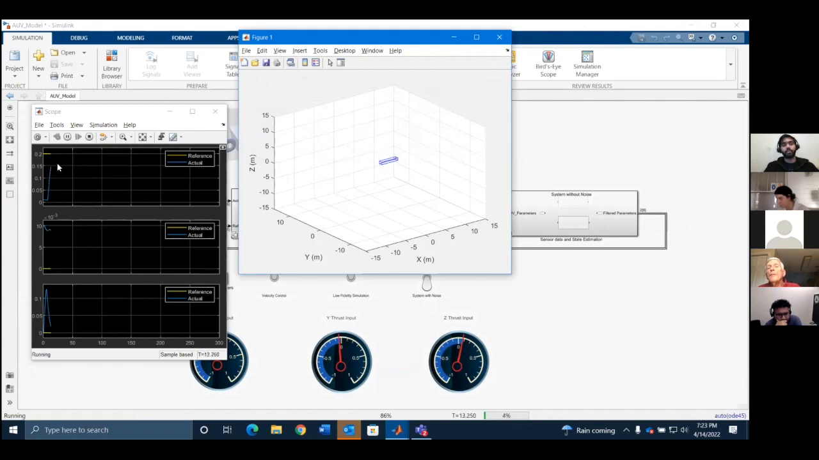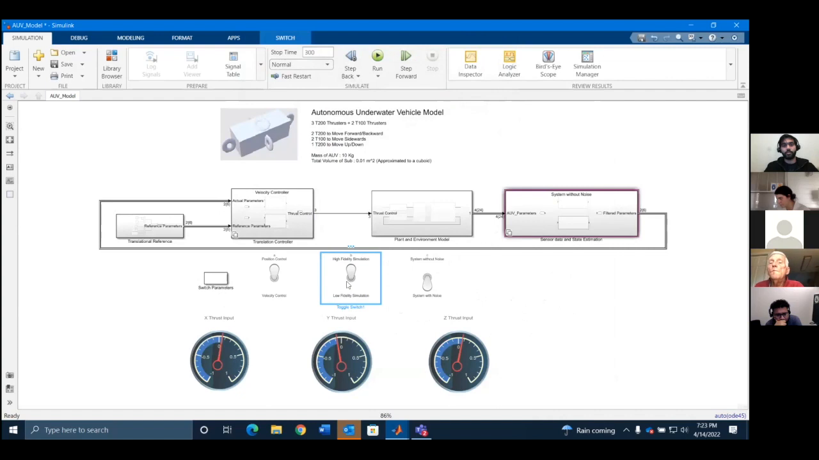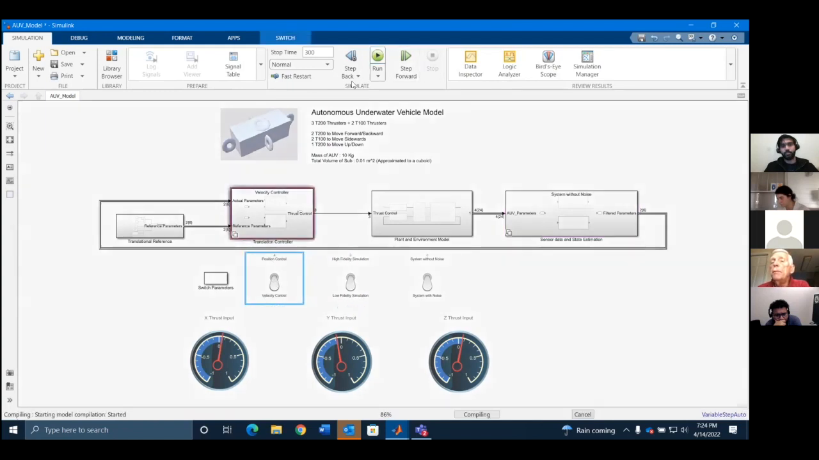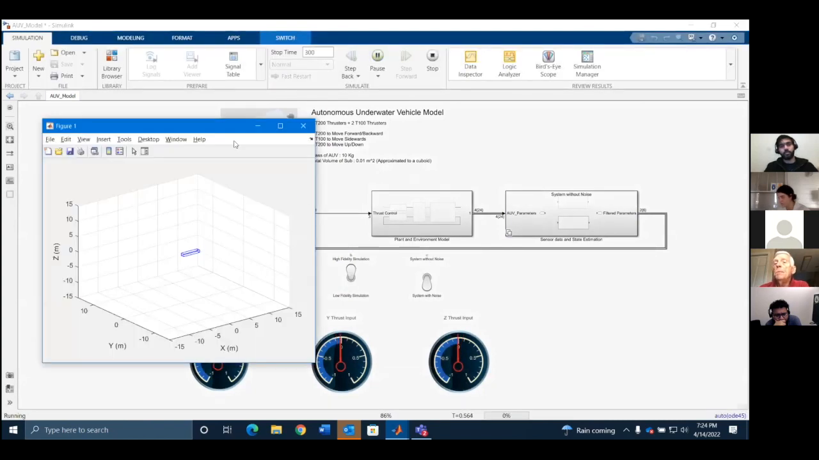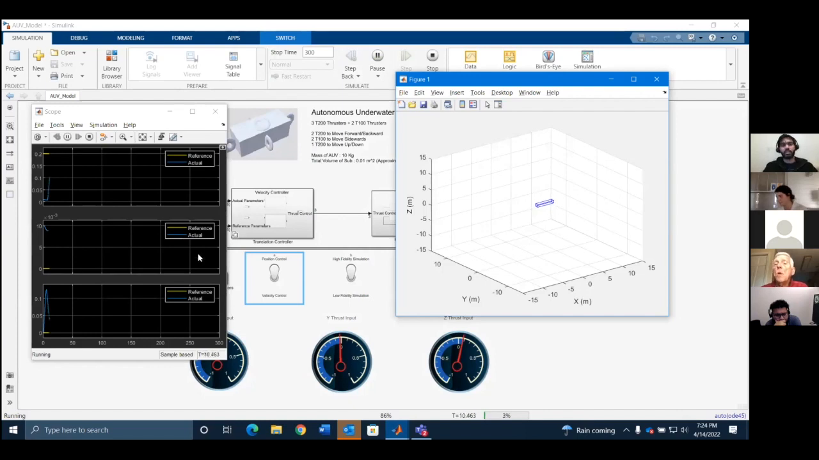you can see it's simulating fairly fast. And if I try to simulate it with high fidelity simulation, it takes a bit to do the simulation.